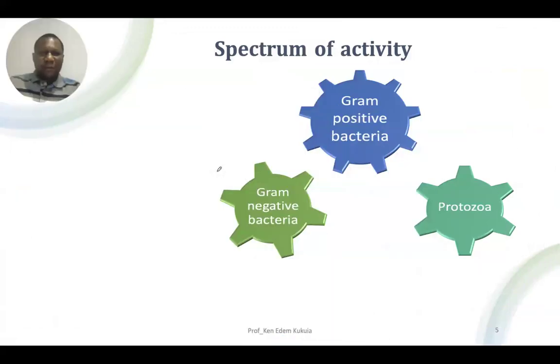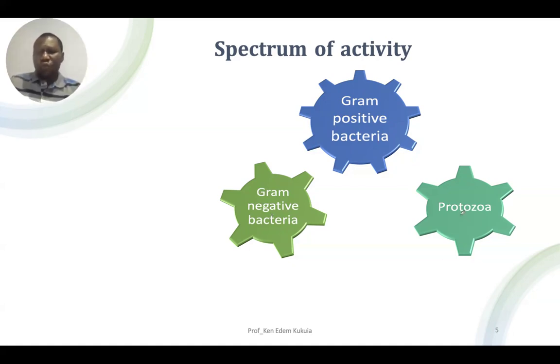Now, what is their spectrum of activity? We have already said that tetracyclines are broad spectrum antibiotics. Their activity is normally skewed towards gram-positive bacteria, but they also affect gram-negative bacteria, in fact, including aerobic organisms, anaerobic organisms, some spirochetes, and then rickettsia. They affect all of these organisms.